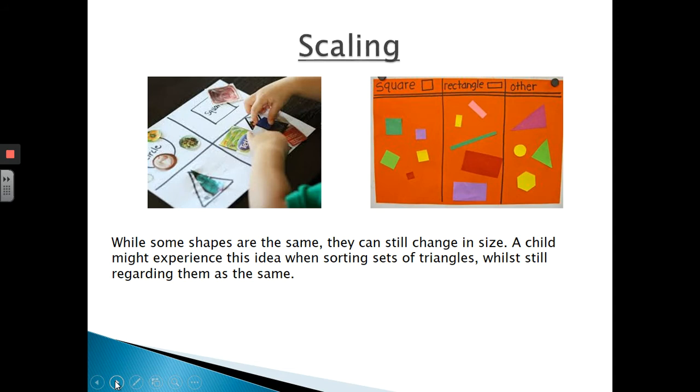A child might experience this idea when sorting sets of triangles, while still regarding them as the same. Even though the square is bigger, it is still a square. Even though the green square is now yellow, it is still a square. So it's really important in refining your understanding of those properties to have these experiences, outlining what's the same and what's different.